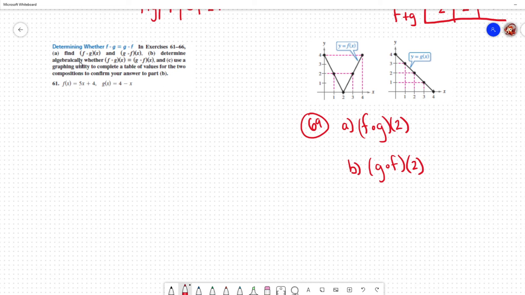So we are asked to find the compositions f of g and g of f. Part B then says determine whether they are the same. So A and B are really going to go together because once we have A done, we'll have B and we can make a comparison. And then part C says use a graphing utility to complete a table of values to confirm your answer to part B. So we're just going to use our calculators to plug in numbers and see if it matches up with what we said in part B.